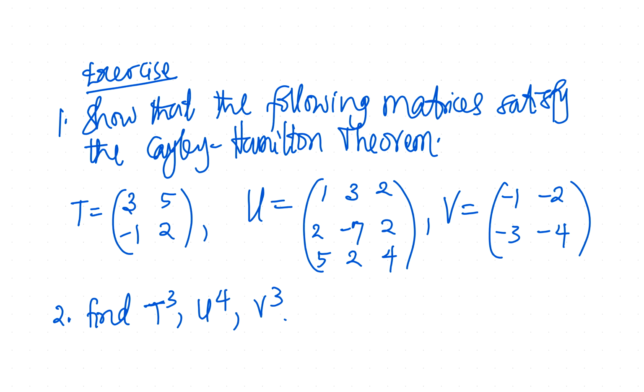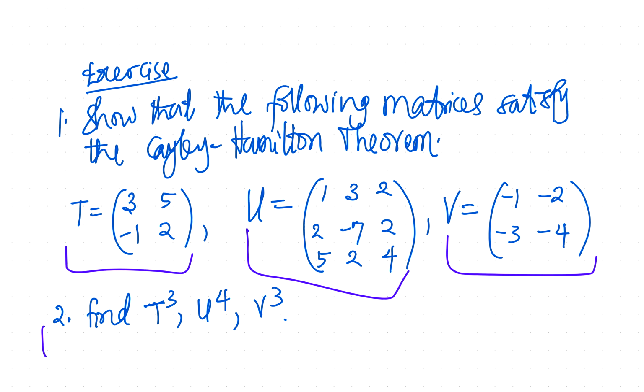Show that the following matrices satisfy the Cayley-Hamilton theorem. So you have T, you have U, and you have V. To show that, find the characteristic polynomial. Once you have tidied up the characteristic polynomial, substitute these matrices and make sure they evaluate to 0. Once you evaluate to 0, that means the Cayley-Hamilton theorem is satisfied. And then you can go ahead to find these higher orders.